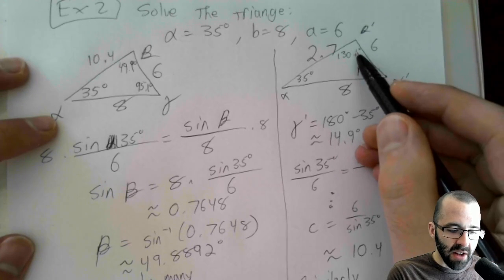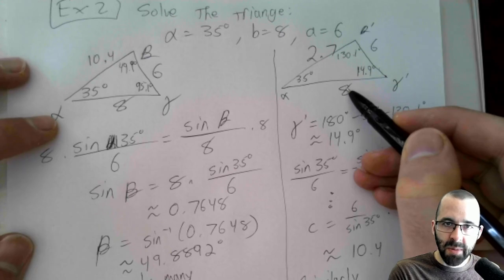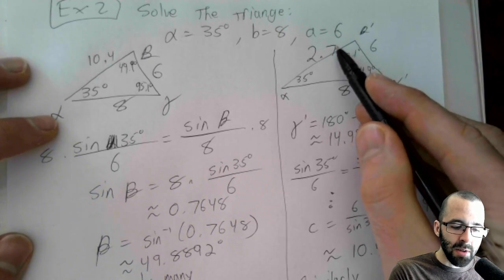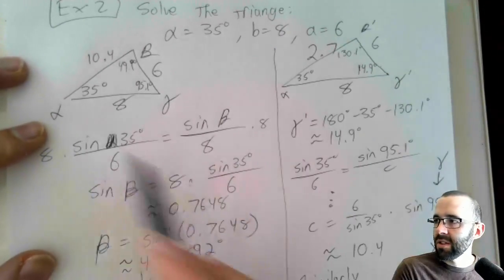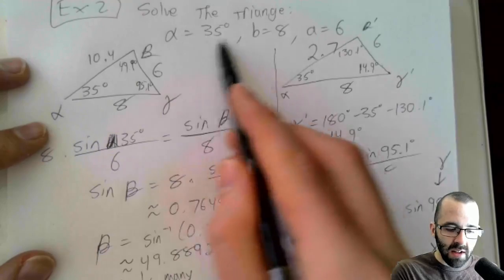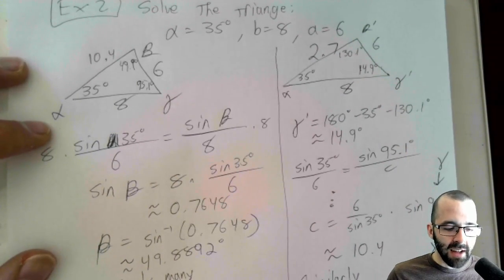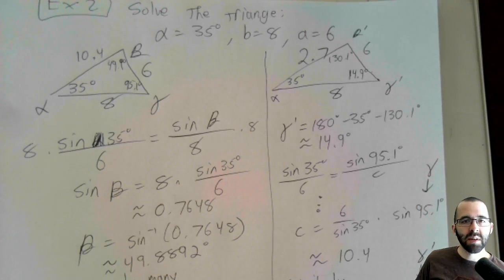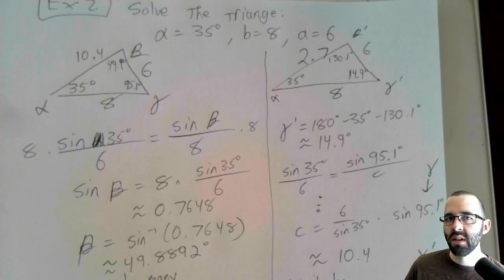Over here, biggest angle is 130.1 degrees. Opposite is 8, which is the biggest. Smallest is 14.9. That's opposite 2.7, which is the smallest. Good. So our answers are these triangles. We have two answers that solved this situation, this side-side-angle triangle. And this is the hardest case. We'll do some more of the simpler cases, the one solution and the no solution, as well as talk about areas on Friday.